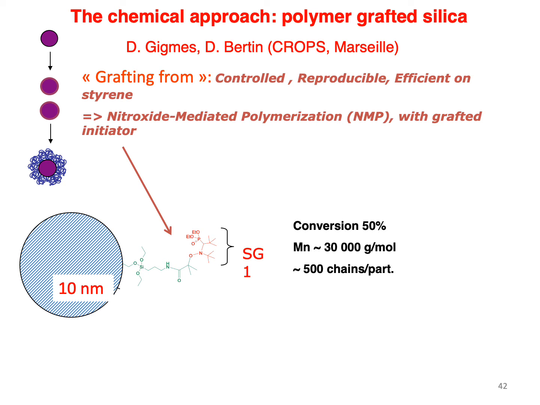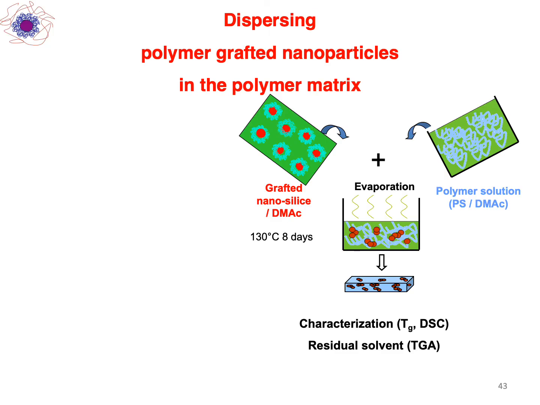The conversion is very good, 50%. We have about 500 chains per particle with, for each of them, a molecular weight of 30,000 Dalton. To make the nanocomposite from the nanoparticles and the polymer, we proceed just the same as for the non-grafted particle. We disperse them in the same dimethylacetamide solvent, mix with a solution in the same solvent of the polymer, and evaporate for 80 days. We take care of removing as much solvent as we can.